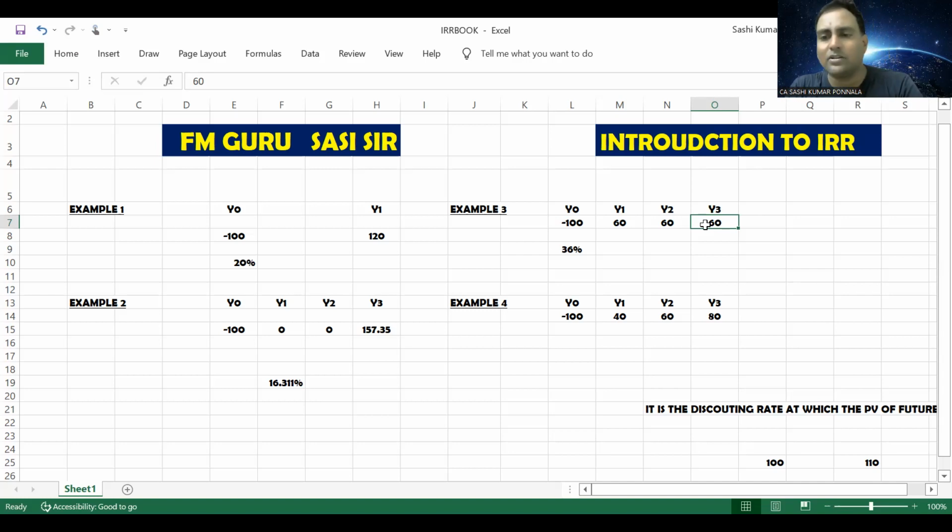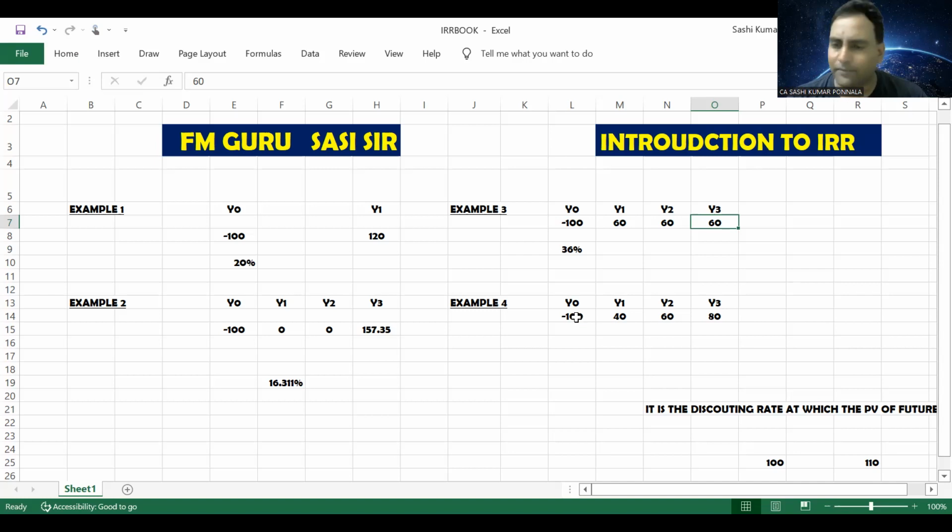From the first year cash flow, you are getting your principal plus 20% return. From the second year cash flow, you are getting your principal plus 20% return. From the third year cash flow, you are getting your principal plus 20% return. It is hidden in the cash flow. That is why it is called internal rate of return. Unless the rate of return is known to you, it is practically impossible to get the IRR of the project.